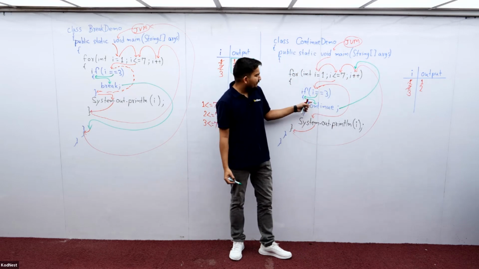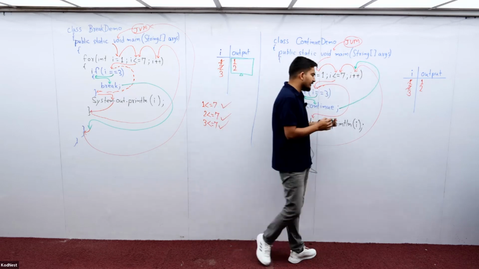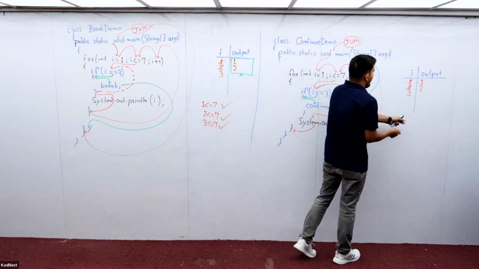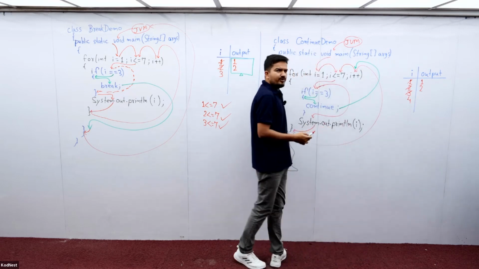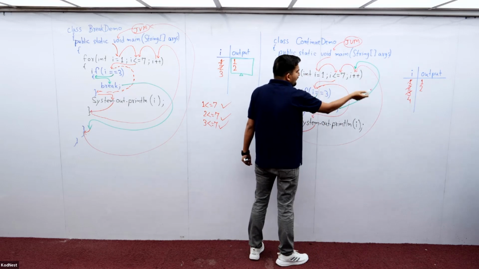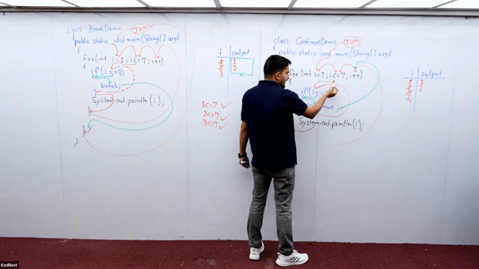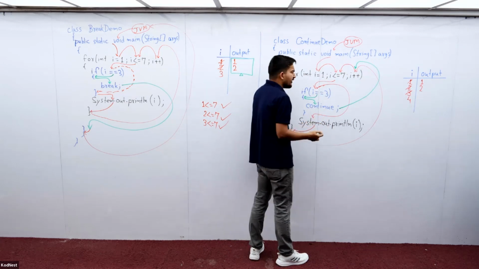So from continue, where has the control gone? To I plus plus. That means the value of I will be increased to 4. The rest of the program will go on normally. After updation, the condition will be checked. 4 is less than or equal to 7. The condition is true, and control goes inside. Is 4 equal to 3? No, 4 is not equal to 3.